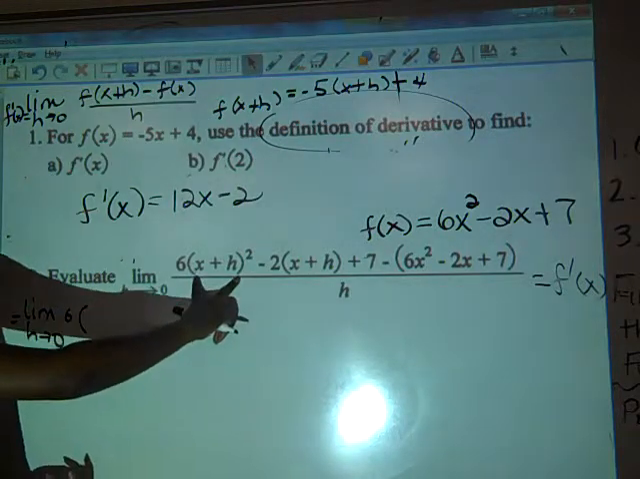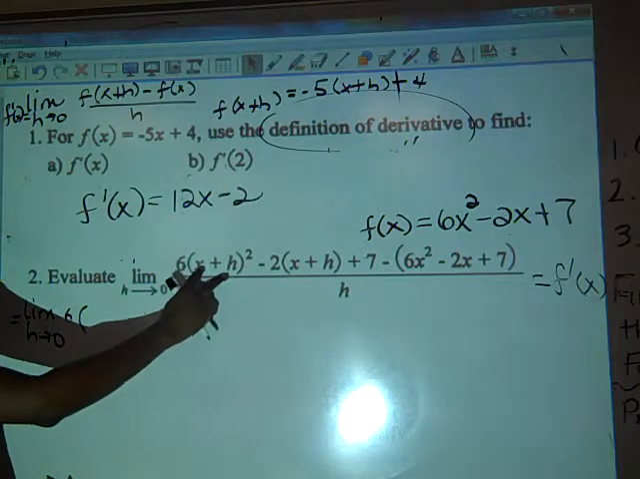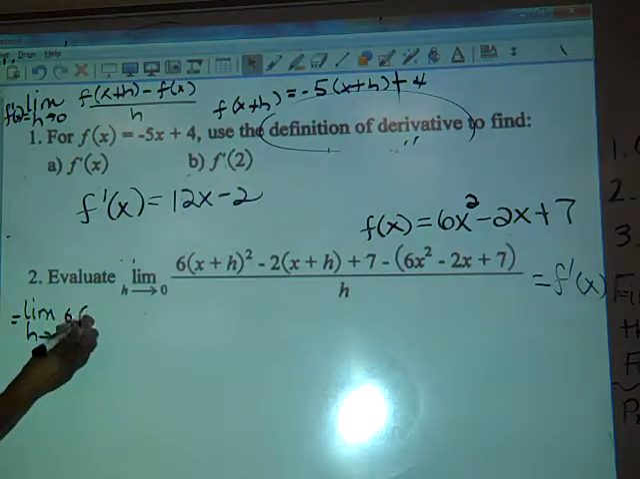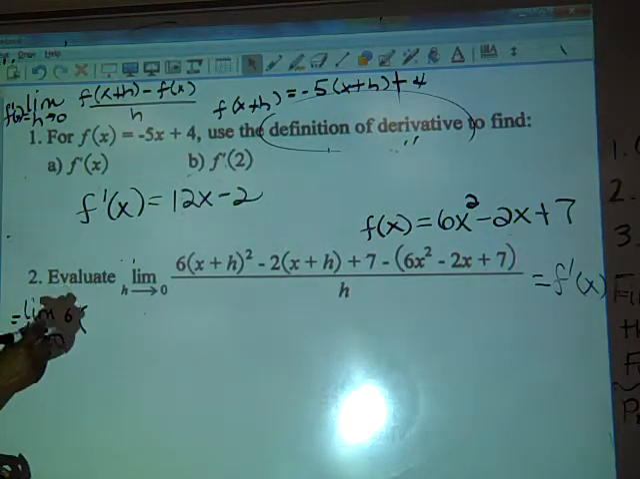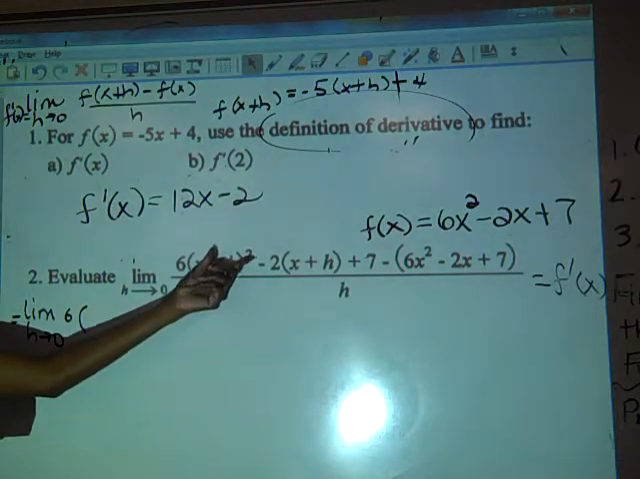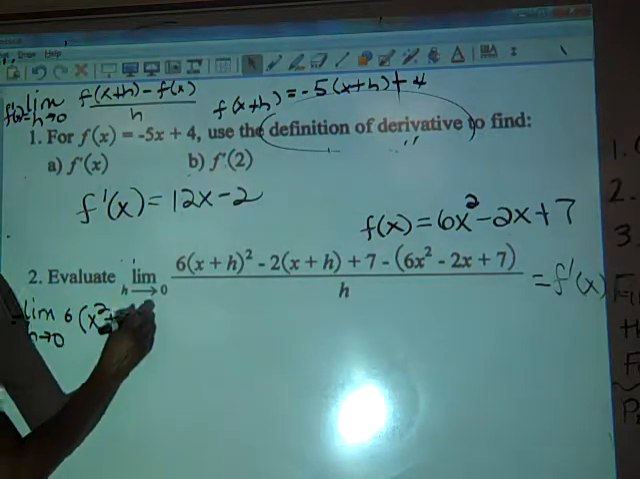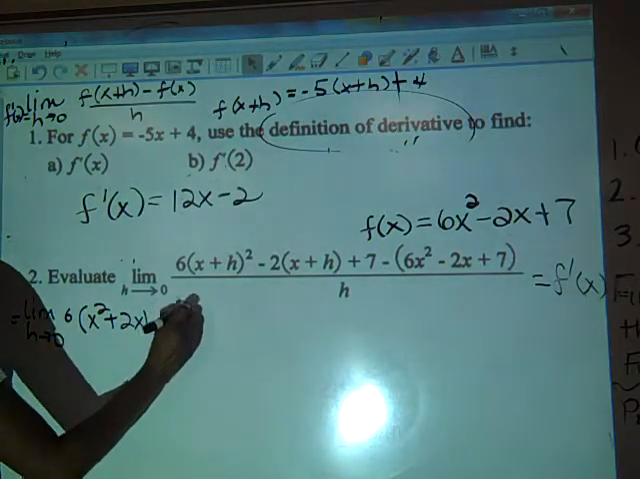All right, did all this work. x plus h quantity squared. Didn't we learn what that was already? Yes, plus 6. I haven't distributed it yet. Can you at least give me the x plus h squared part first, please? That'll be x squared plus 2xh plus h squared. Thank you.